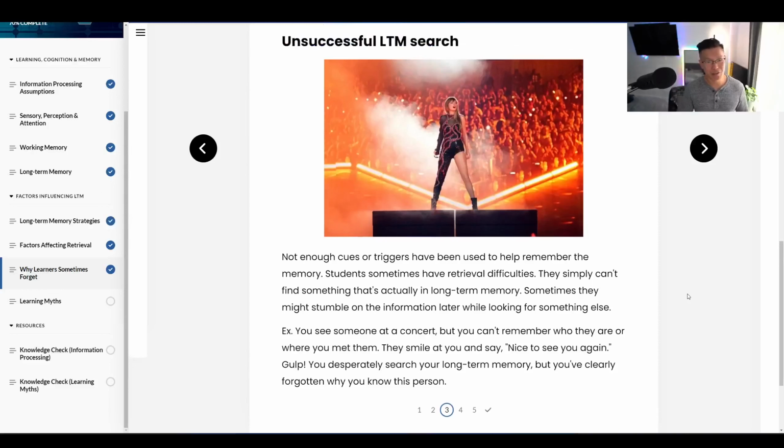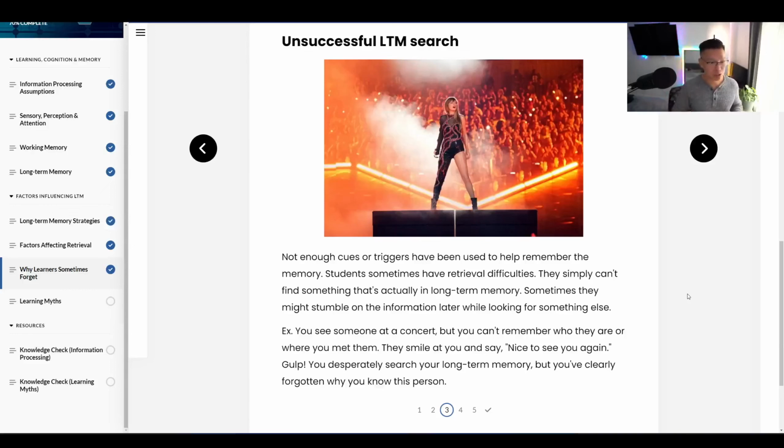An example I have is a Taylor Swift Eras concert. Let's say you went to one of her concerts and you see someone at the concert, but you can't remember who they are or where you met them. They smile at you and say, "Hi, nice to see you again." And you desperately search your long-term memory: who are they? Where do I know them? What is their name? But you've clearly forgotten why you know this person. This is an example of an unsuccessful long-term memory search.